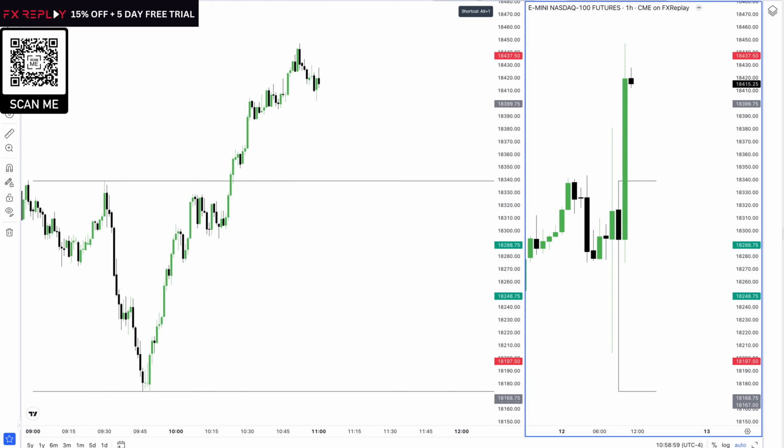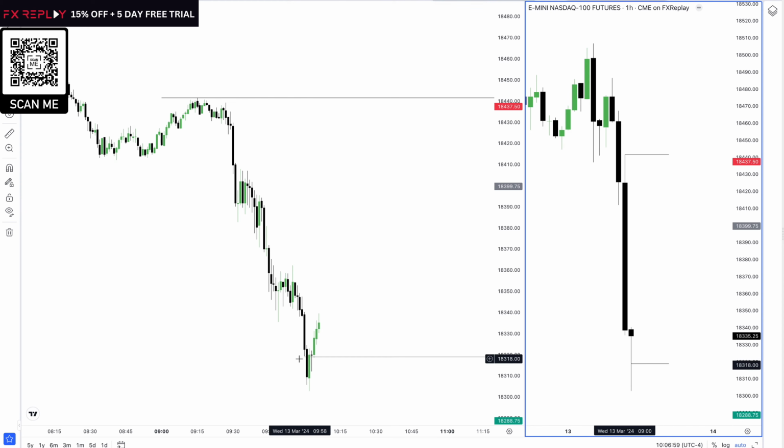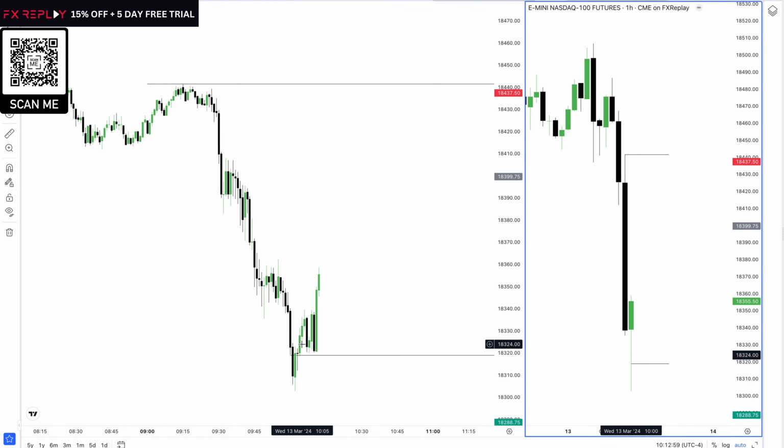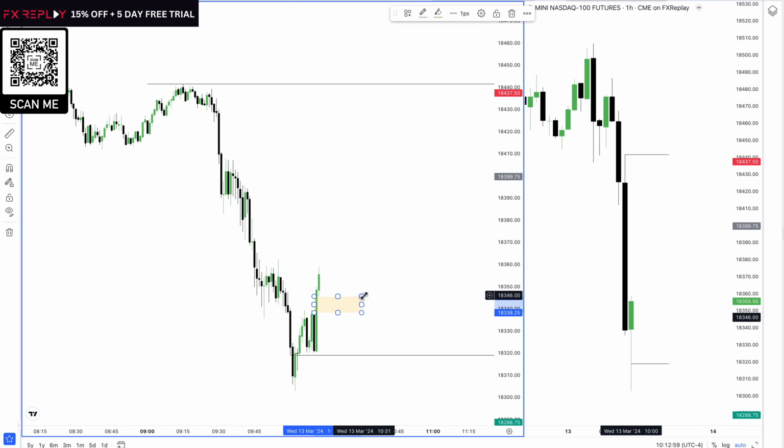Very trending day, so no entries here. It's already 11 a.m. Let's go to the next day. At 10 a.m. we take the low immediately. Then we displace upwards, and this first fair value gap gets tagged and displaced higher. This is an entry I would like to take.